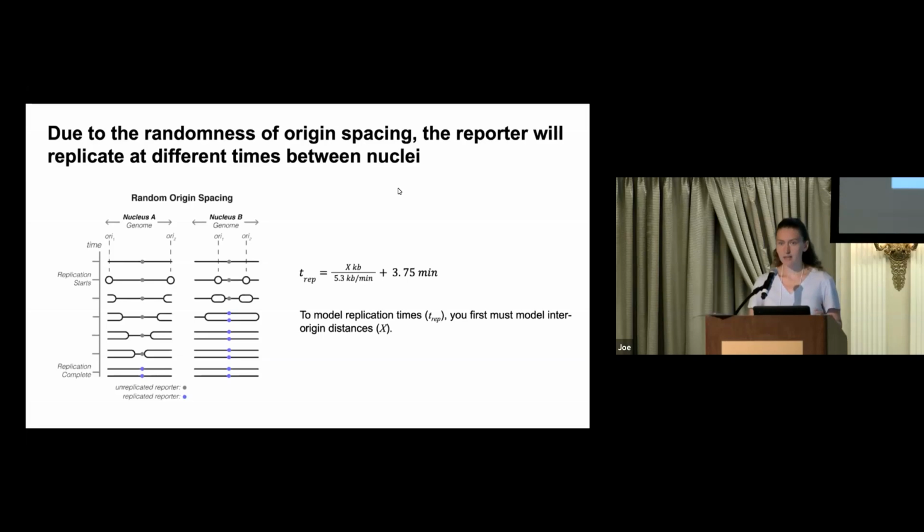So I'm able to estimate the timing of DNA replication by dividing the distance between the two adjacent origins nearest the reporter by the speed of DNA polymerase, which is 5.3 kilobases per minute. Then I can add on the time following mitosis at which replication initiates, which from some experimental measurements is around 4 minutes. So if I want to model replication times, I must first model inter-origin distances.